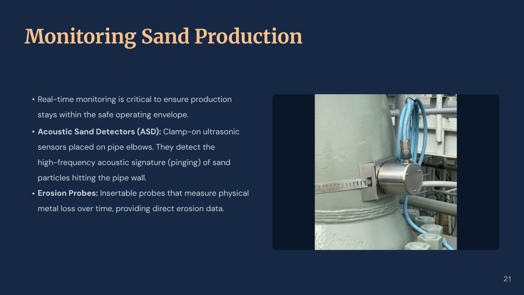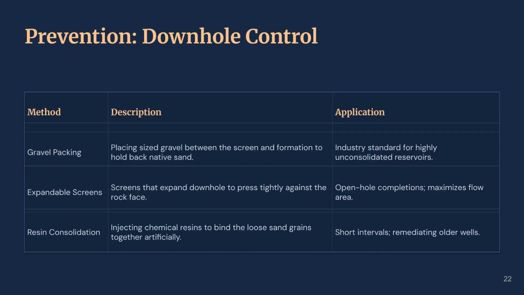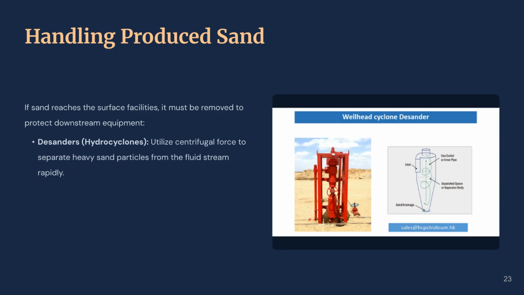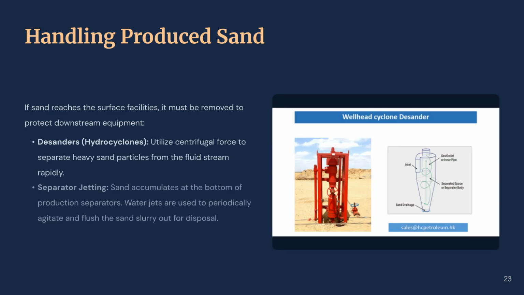Real-time monitoring helps us stay within safe limits. Acoustic sand detectors, or ASDs, identify the signature sound of particles hitting pipe walls, while insertable erosion probes provide direct measurements of physical metal loss over time. Prevention starts downhole. Controlling sand production at the source remains the most effective strategy for managing these risks before they enter the production system. If sand reaches surface facilities, it must be removed. Desanders, or hydrocyclones, use centrifugal force to separate sand from fluids, while separator jetting uses water jets to clear accumulated sand from the base of production vessels.